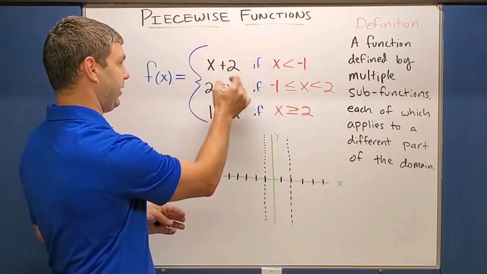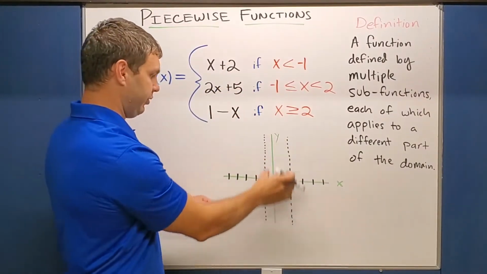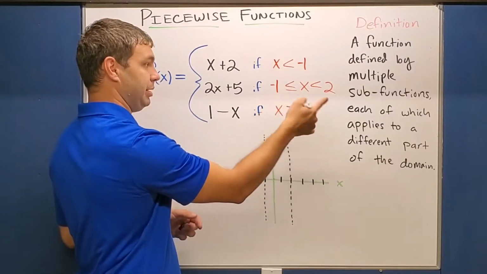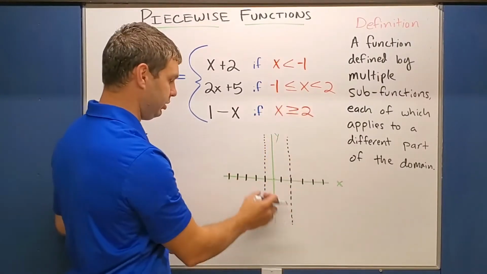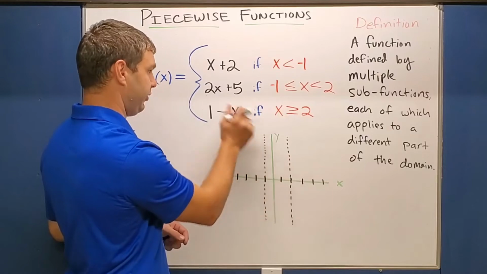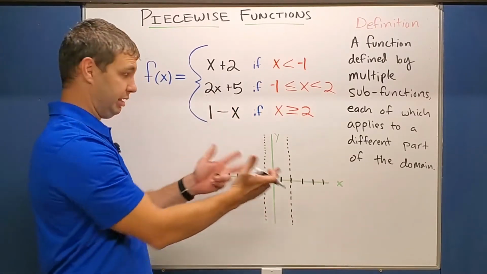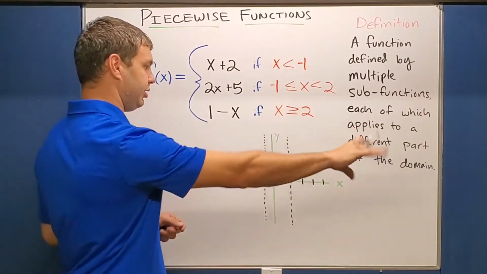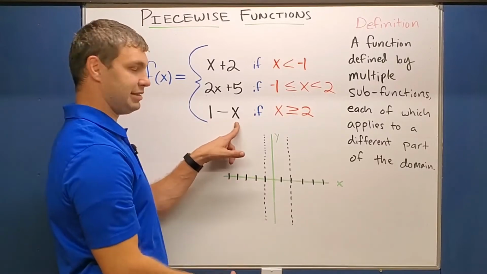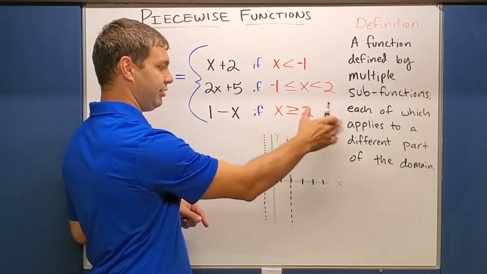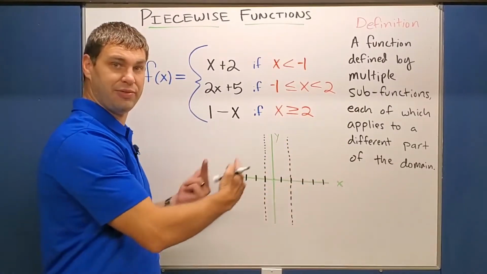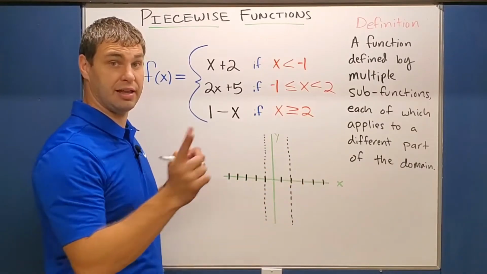This part of the graph, x plus 2, is going to be there. For this middle part, that's where we're going to be between -1 and 2, so we're going to have part of our graph inside there. And then lastly, on the right side, 1 minus x is going to be when x is greater than or equal to 2. So we're going to have these 3 different sections, and it's actually going to look like this.